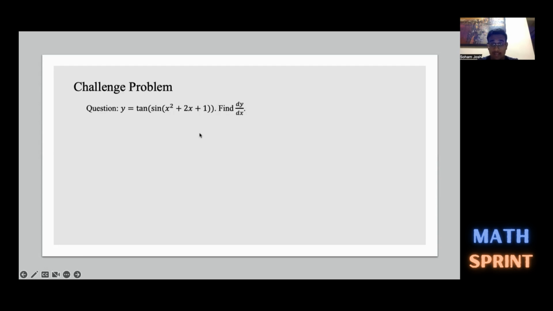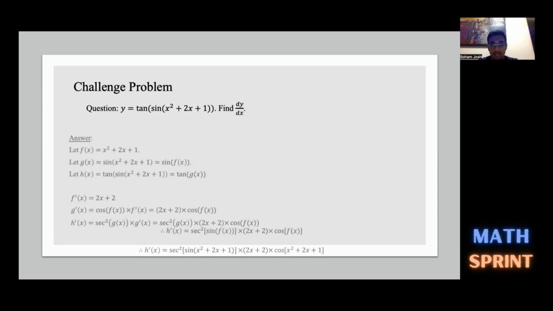Okay, so here's something interesting, a challenge problem. See if you guys could do this yourselves. Pause the video right now and try it. Here's a hint. Make this large function in terms of smaller functions. I'll just give you some time, a few seconds. All right, so here's the answer.